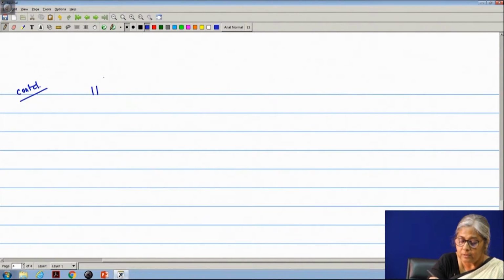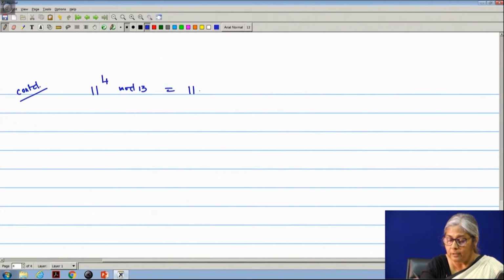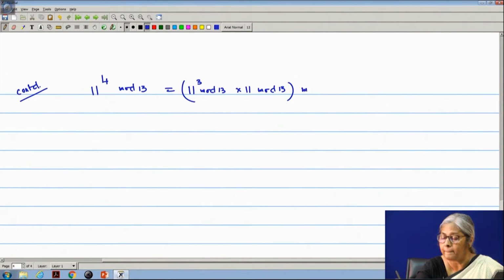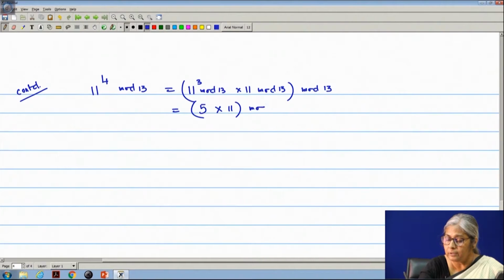11 to the power 4 modulo 13, we can write as 11 cube modulo 13 into 11 modulo 13, and mod 13. And 11 cube we got 5, into 11 modulo 13, and 55 modulo 13. So, that is 3.